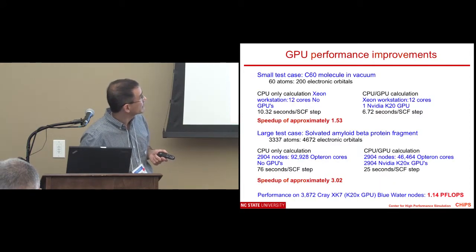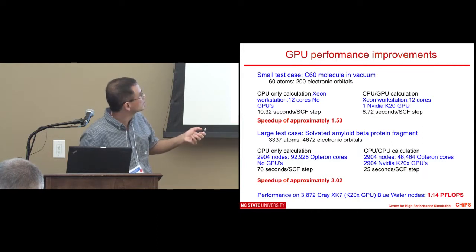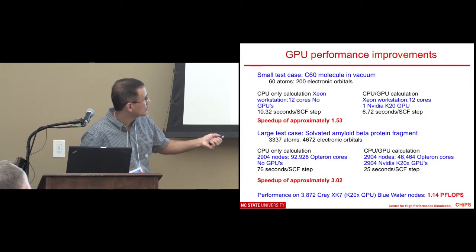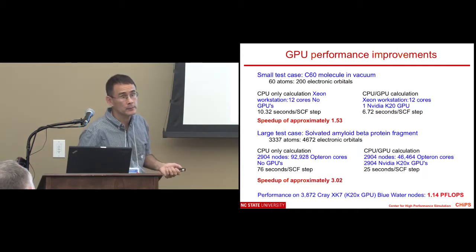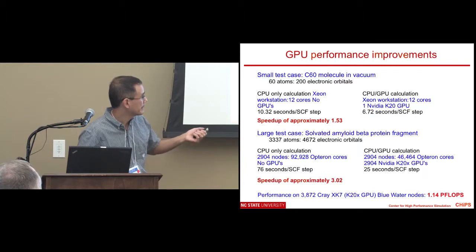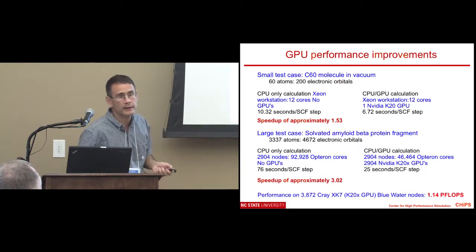All right. Now, an example of some of our performance improvements for small systems and large systems. For small systems, the speedup is 1.53. It's okay, but not super large. For a large case, we got a tripling of performance between these two. And you notice here, same number of nodes, but we went from 92,922 Opteron cores to only 46,000 Opteron cores, but added in the GPUs, got a tripling of performance, which we were pretty pleased with. And actual performance was over a petaflop on Blue Waters on 3,872 nodes.